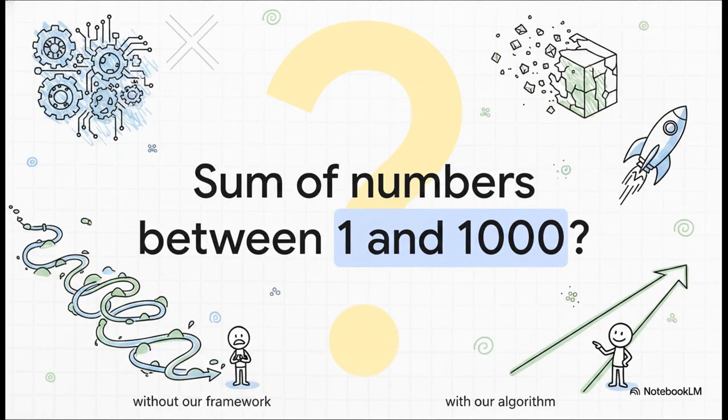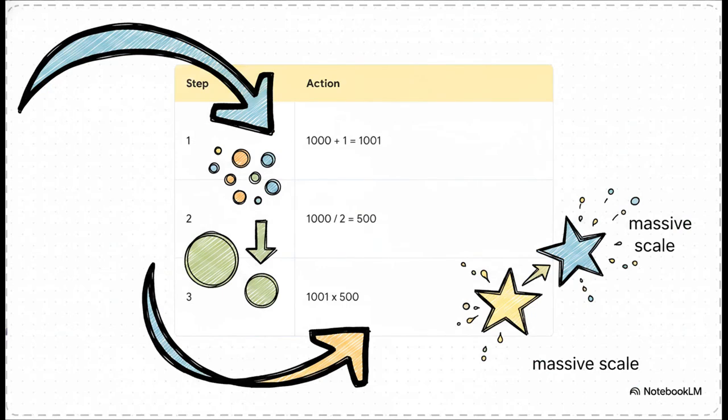All right, let's put our brand new algorithm to the test. Let's erase the 200s completely. What is the sum of all numbers between 1 and 1,000? Now, without our framework, a number that large is honestly terrifying. But with our algorithm, it's nothing to worry about. We've totally got this. Let's run the steps real quick.